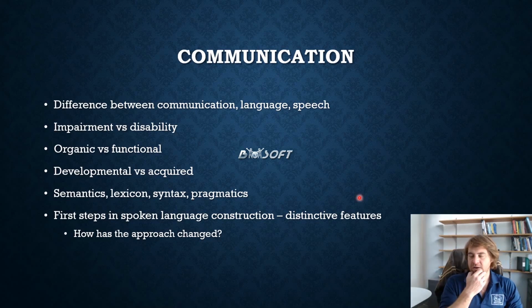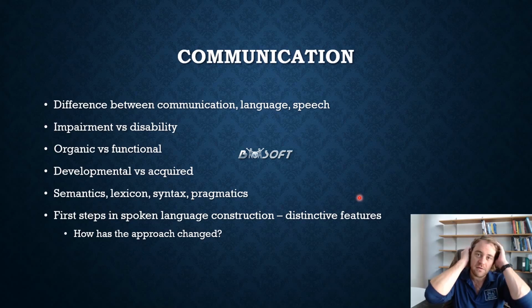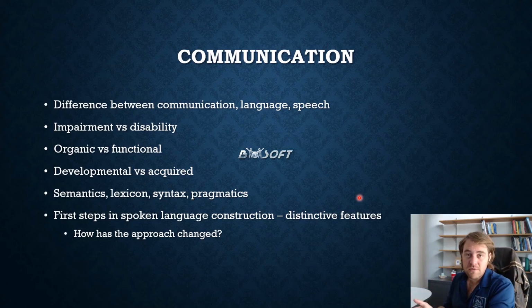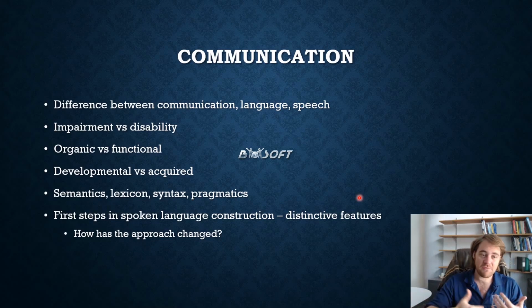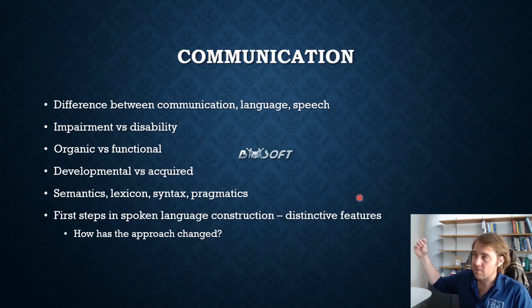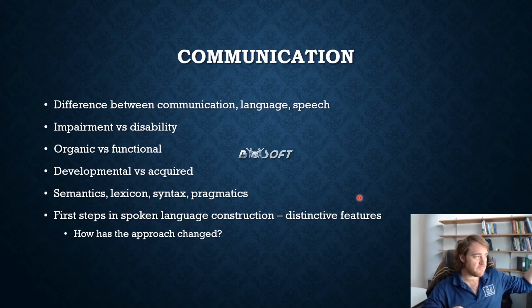Then we've got organic versus functional. An organic disorder is one where we have an identified cause, right? Functional is just going to be one that presents itself, and we don't really know what caused it. So the really easy, obvious one here is a stroke versus the lisp that I have. A stroke is organic. We know the cause. This happened. And functional is my lisp. We don't really know what caused it.